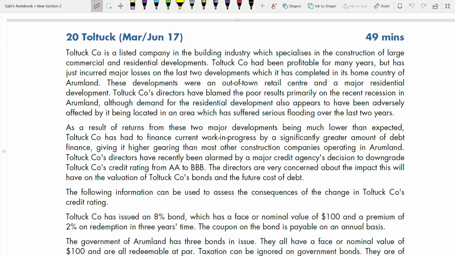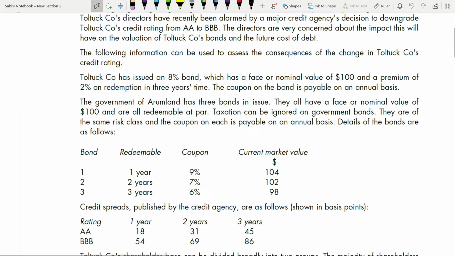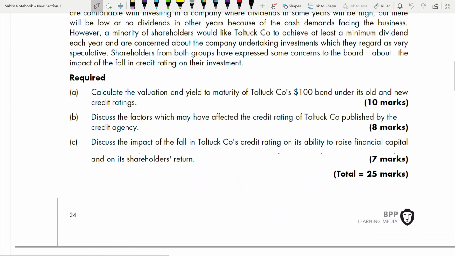Question 20. What is question 20 about? It is about calculating the valuation and yield to maturity of Toltec company's $100 bond under its old and new credit rating. So this is about how to calculate credit ratings and then, based on that, to value the old and new bond valuation. Calculate the valuation and yield to maturity under old and new credit ratings. 10 marks.